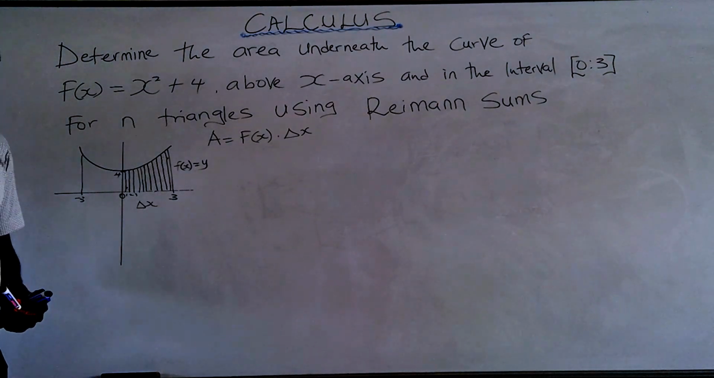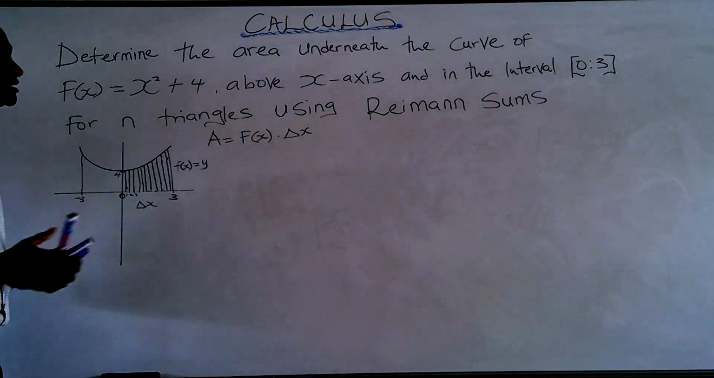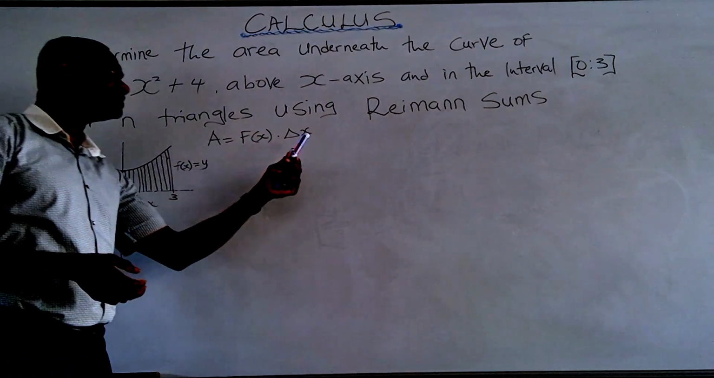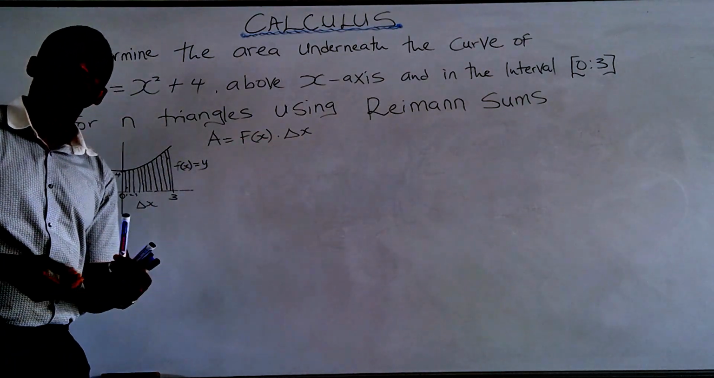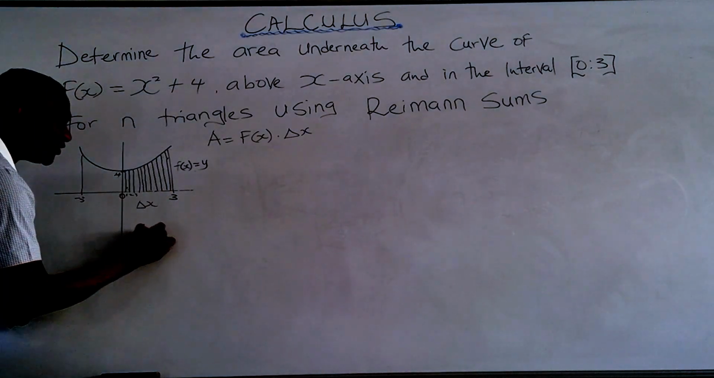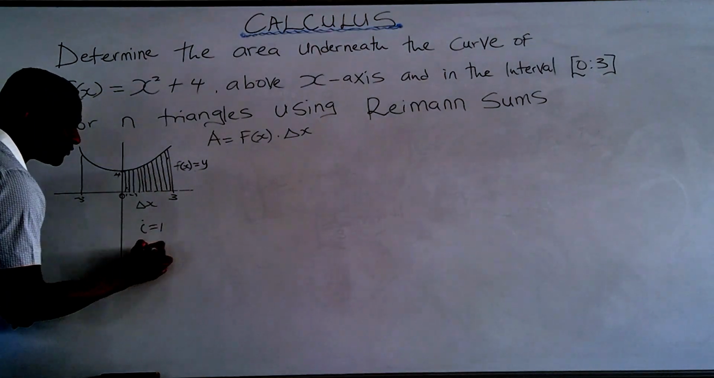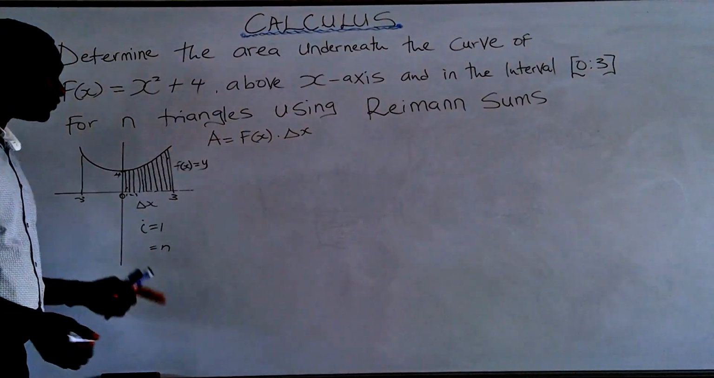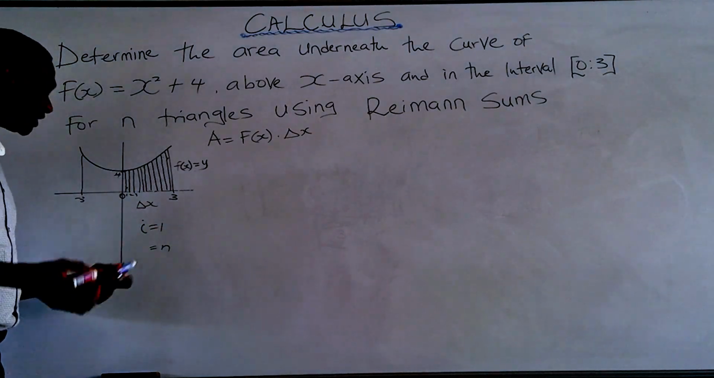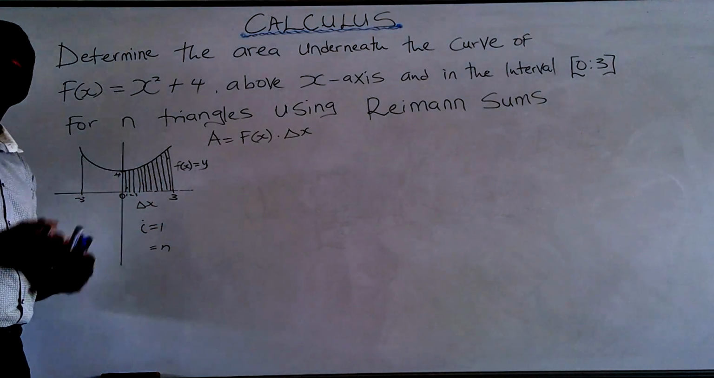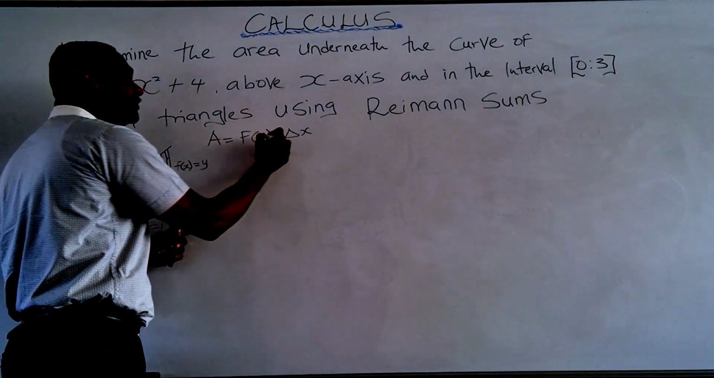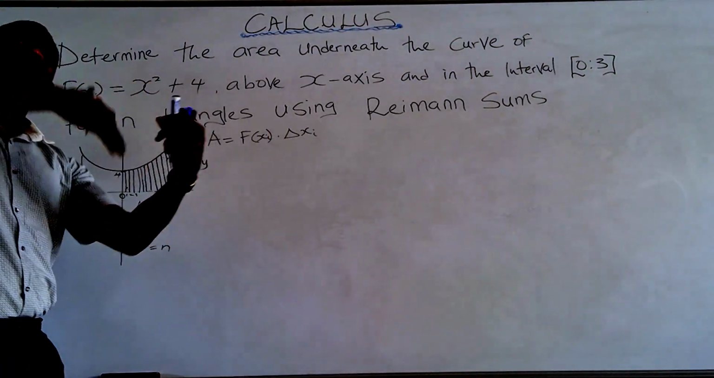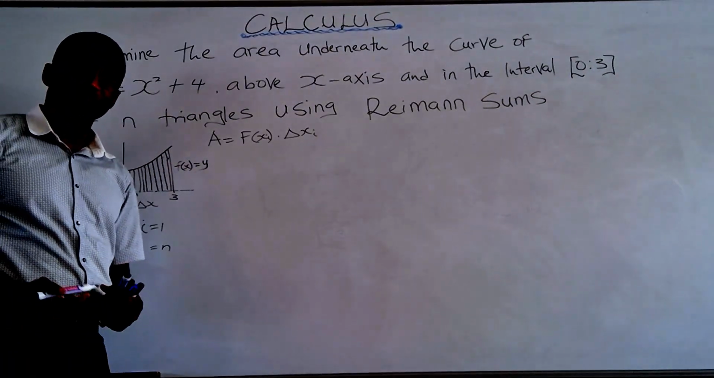So we need to go and start getting each and every one of them. Now, instead of using f of x and delta x, because we have multiple rectangles, our rectangles will go from i equals the first rectangle until any number of rectangles. So we use i to denote the starting point until any number of rectangles. So instead of f of x, we have f of x i and delta x i, representing any number of rectangles that will be given.